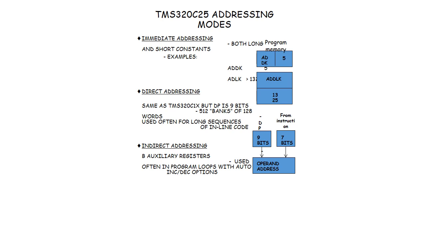Next is the indirect addressing mode. It uses auxiliary registers, often in program loops, with the auto increment or decrement options. That is passed into the operand addresses.